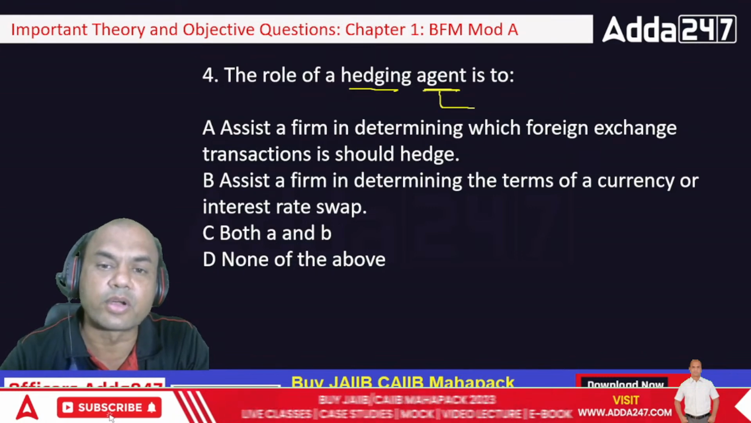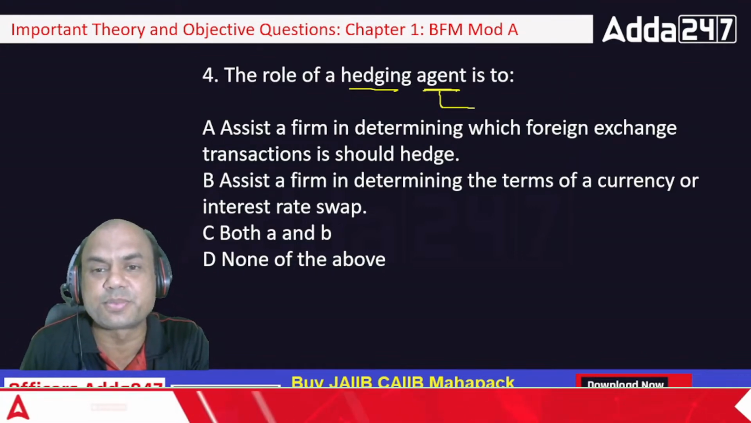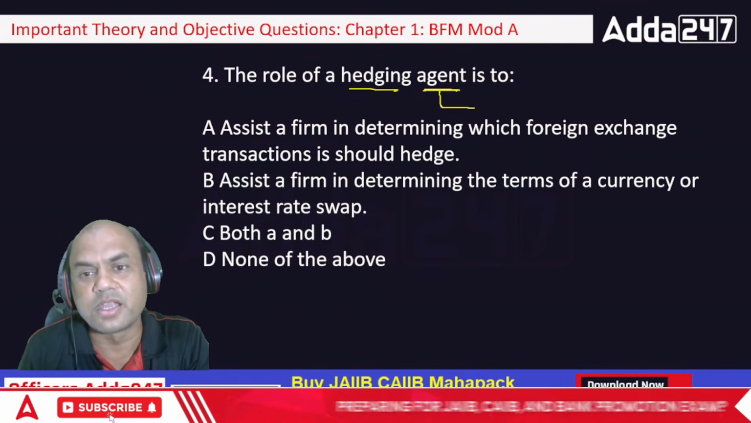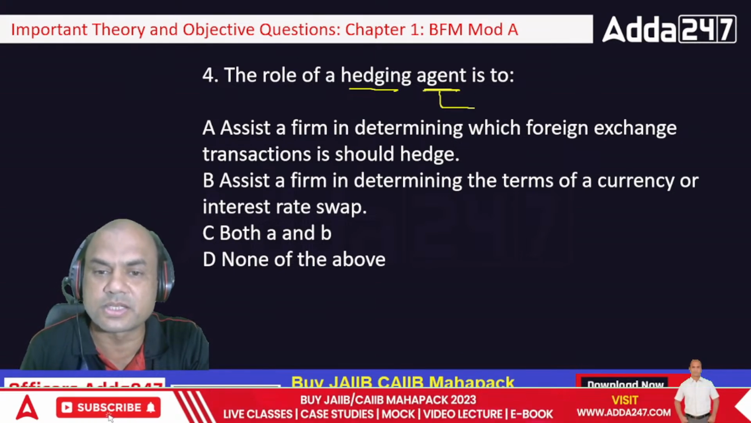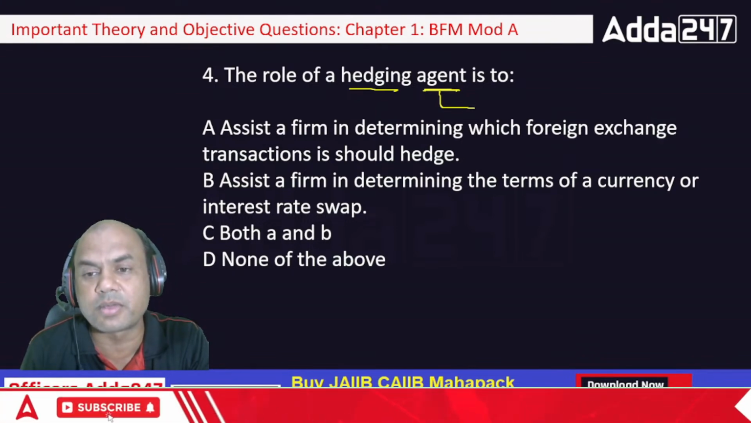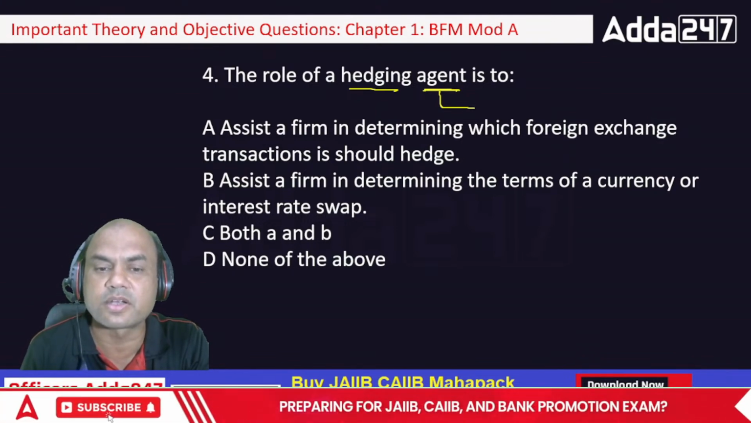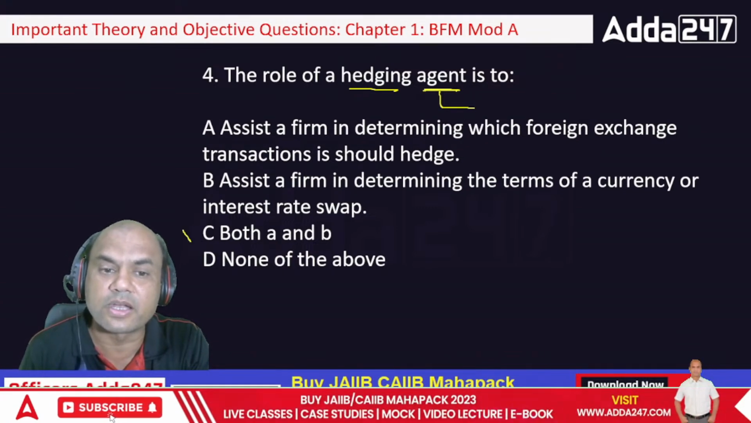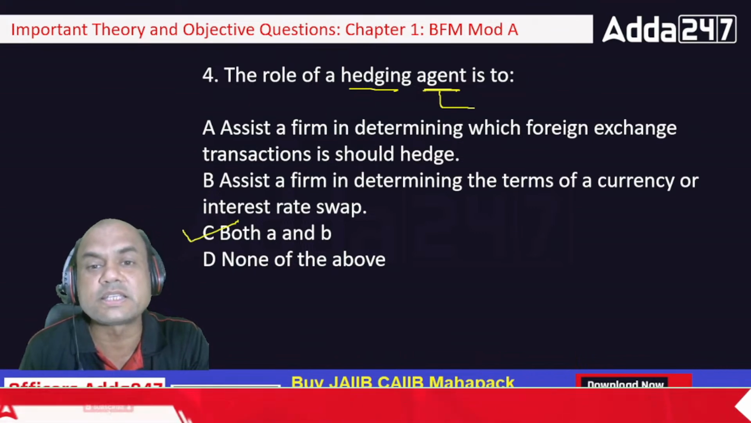So what does this agent do? This agent has experience. This agent assists the firm in determining which foreign exchange should be hedged. Second, assist the firm in determining the terms of the currency or interest rate swaps. So this is also a point. So the answer is both A and B, because hedging is an important tool.